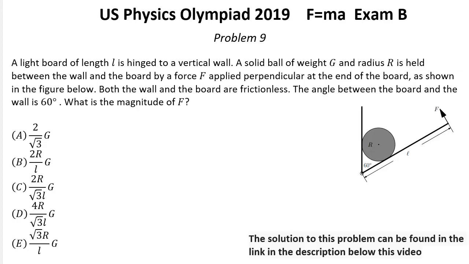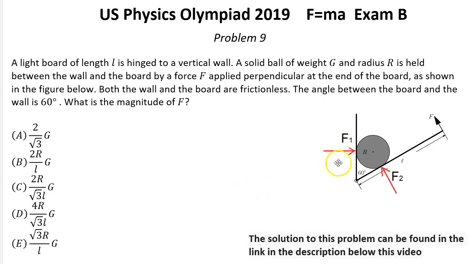Solution for problem number 9. First, let's draw the free body diagram. We have force F1 acting on this ball horizontally from the wall, and the force F2 acting on this ball from the board. It means that the same force F2 acts from the ball on this board. And when we calculate F2, we can calculate F. Let's calculate the force F2.